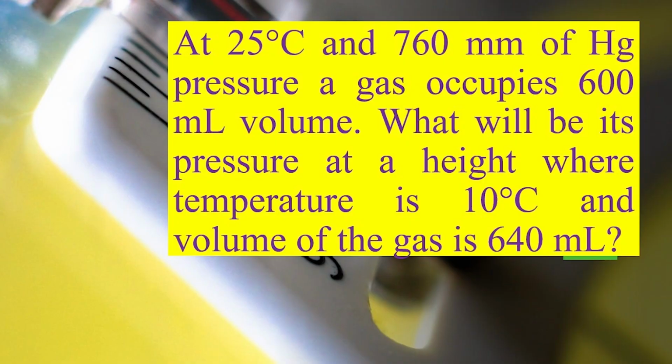Now let us solve one problem. Please note it. At 25 degrees Celsius and 760 millimeters of mercury pressure, a gas occupies 600 milliliter volume. What will be its pressure at a height where the temperature is 10 degrees Celsius and the volume of the gas is 640 milliliter? We will just go through this problem.